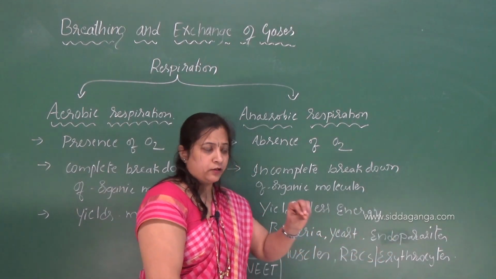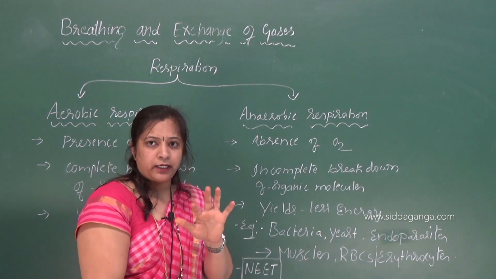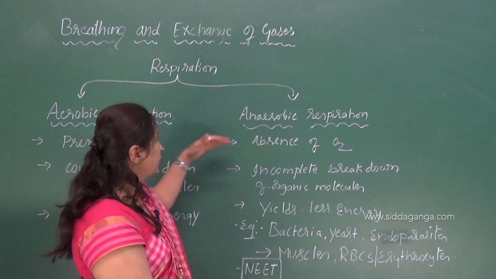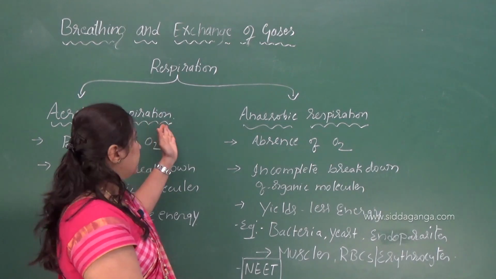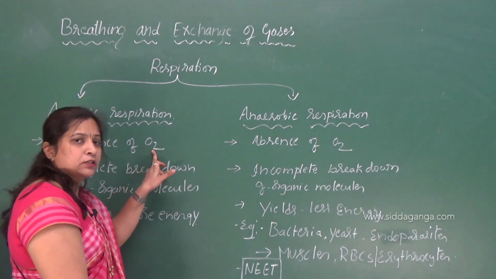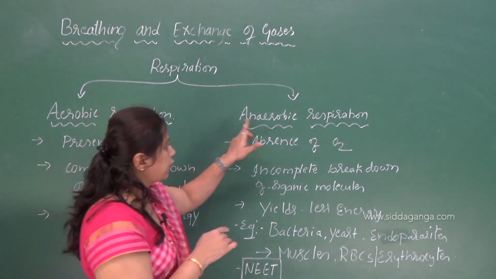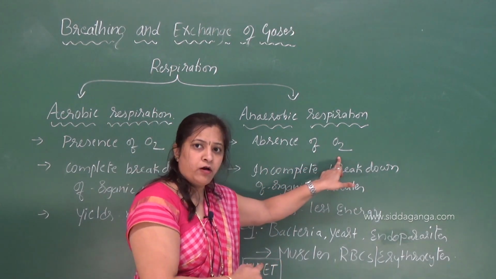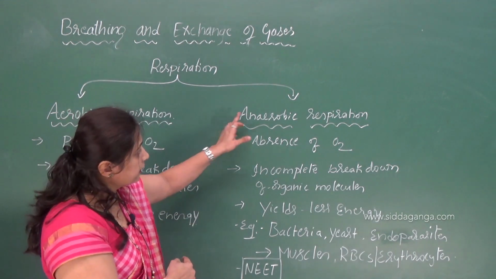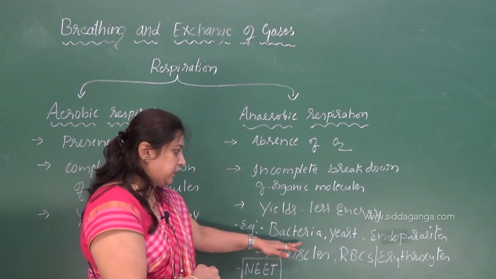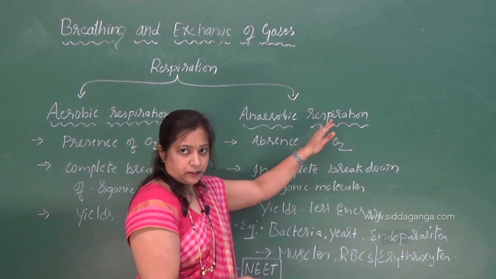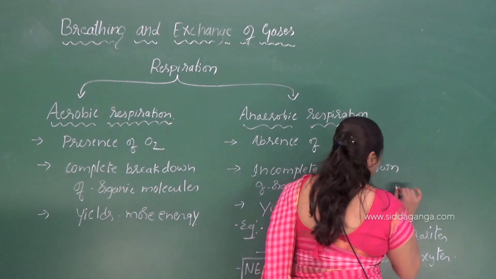Understood? So these are the two different types of respiration based on whether molecular oxygen is used or not: aerobic respiration and anaerobic respiration. Aerobic respiration occurs in presence of oxygen, whereas anaerobic respiration occurs in the absence of oxygen. Aerobic respiration is shown by most of the organisms, whereas anaerobic respiration is shown in bacteria and yeast. In microorganisms, anaerobic respiration is also called what? Fermentation.